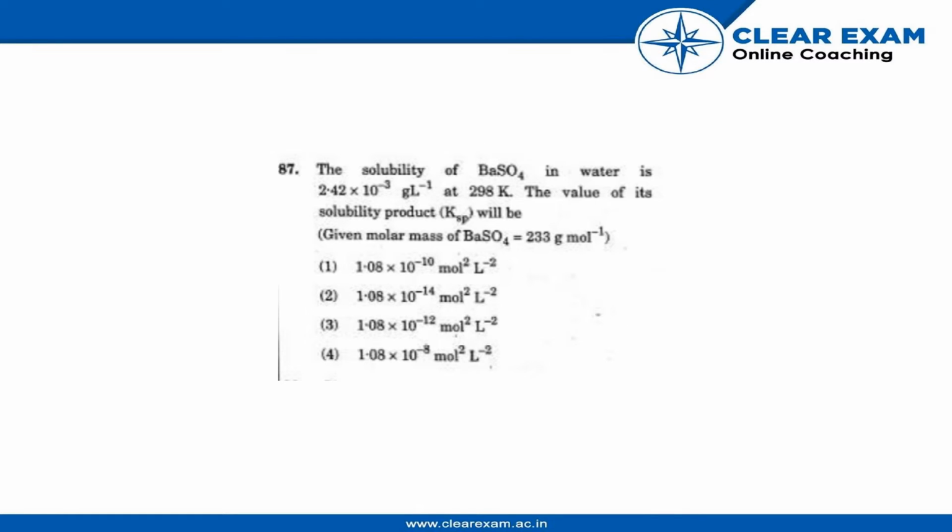The solubility of BaSO4 in water is 2.42 × 10^-3 g L^-1 at 298 Kelvin. The value of its solubility product Ksp will be? The given molar mass of BaSO4 is 233 g/mol.